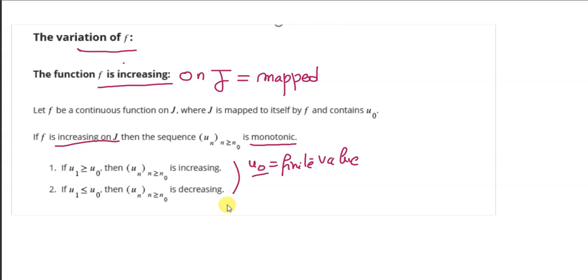But if we don't have the value of u0, then we will use the method of f of x minus x, the g of x, that will give us the sign of the sequence. So if the function is increasing, this means that the sequence is monotonic. Okay? And to find the monotonicity of the sequence, we can compare u1 and u0 and find which one is bigger than the other. In this way, we can find the monotonicity of the sequence.